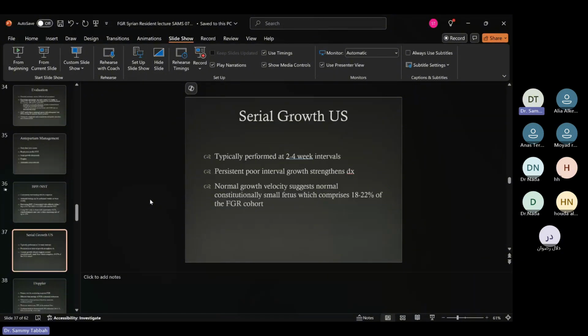Again, serial growth ultrasound is typically performed at 2 to 4 week intervals. If the baby continues to measure small and there's poor growth in between ultrasounds, that strengthens the diagnosis of growth restriction. But if there's a normal growth velocity, then that is typically indicative of a constitutionally small fetus, which is a fetus that is small because that's their normal growth potential.